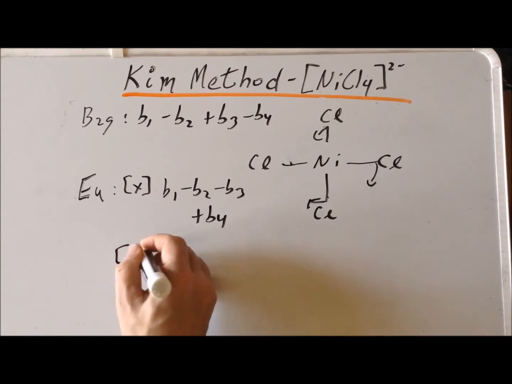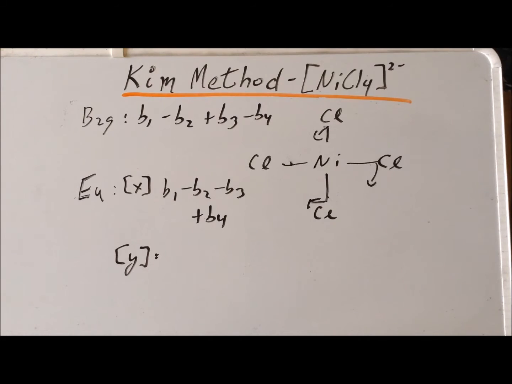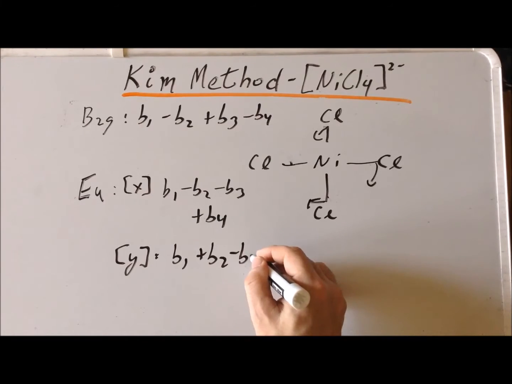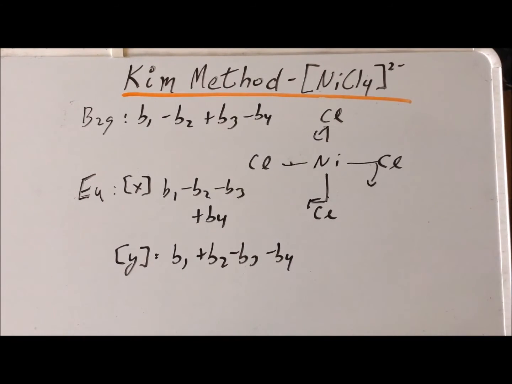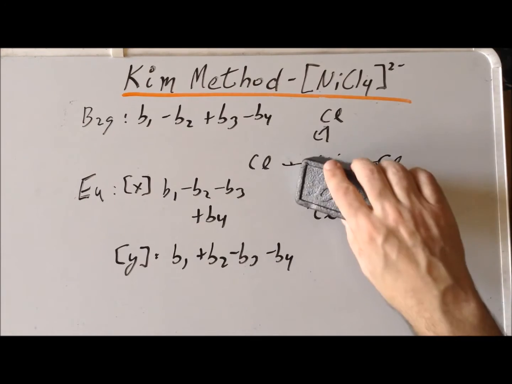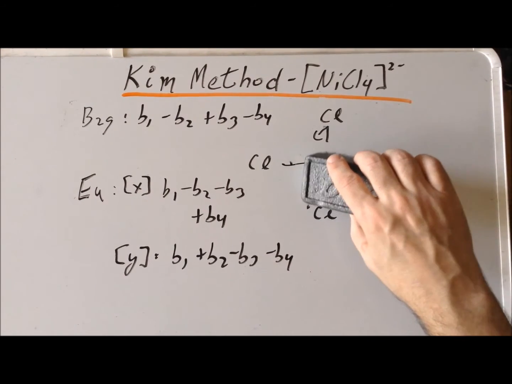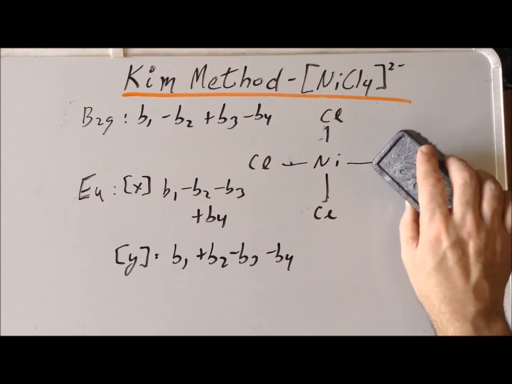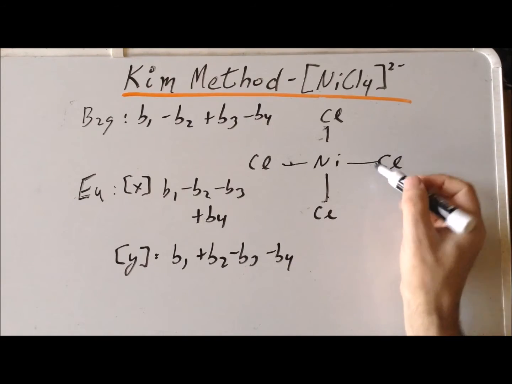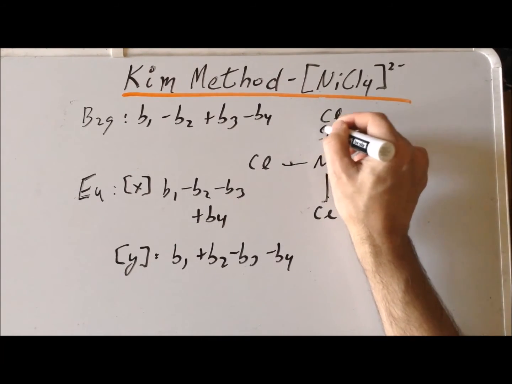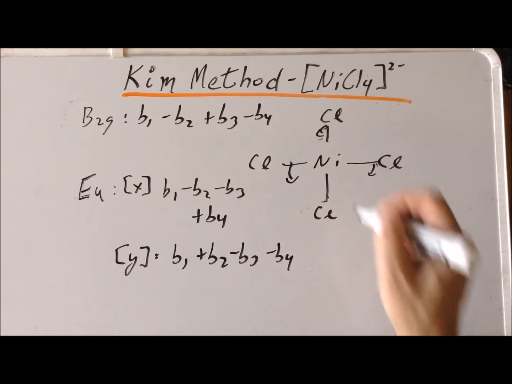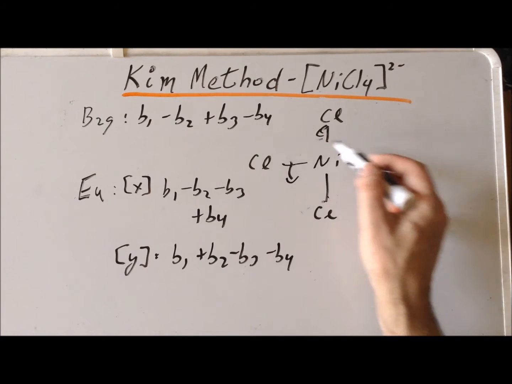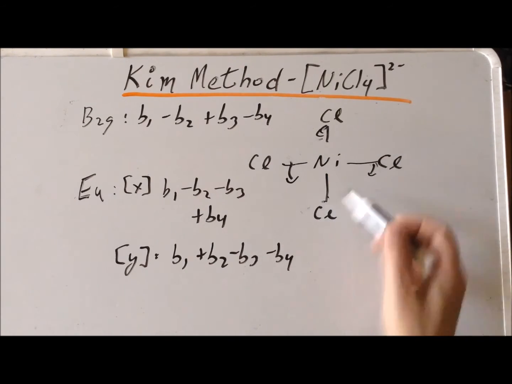Now for the y basis function, we have B1 plus B2 minus B3 and minus B4. And let's see what this would look like, again using the same diagram we have here. So angle 1 gets bigger. Angle 2 also gets bigger at the same time, whereas 3 and 4 here get smaller. So this one gets bigger, this one gets bigger, this one gets smaller, and this one gets smaller.